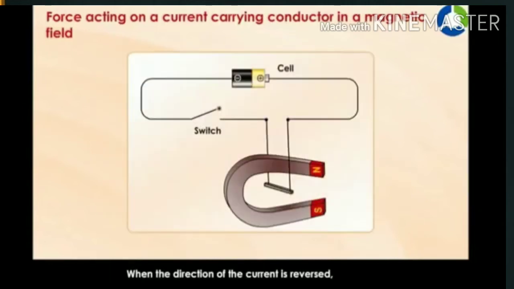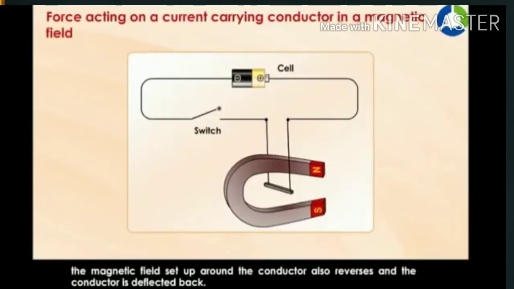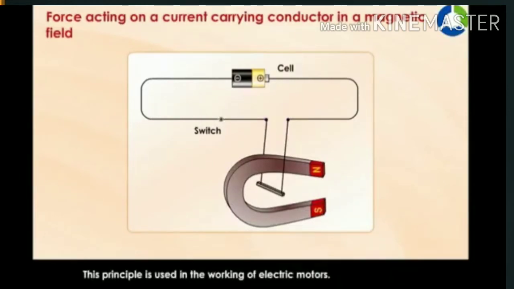When the direction of the current is reversed, the magnetic field set up around the conductor also reverses, and the conductor is deflected back. This principle is used in the working of electric motors.